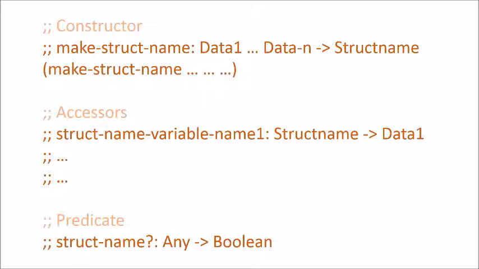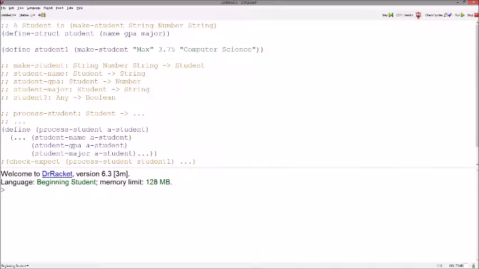And then finally, we have a predicate. And this is just the structure name with a question mark that takes anything and returns whether or not it's a make-structure-name. So here I've provided all the signatures for the built-in functions that this student structure makes. So we have the make-student, which of course is a constructor, takes a string, a number, and a string, and outputs a student, which is a make-student, as we've said many times before.